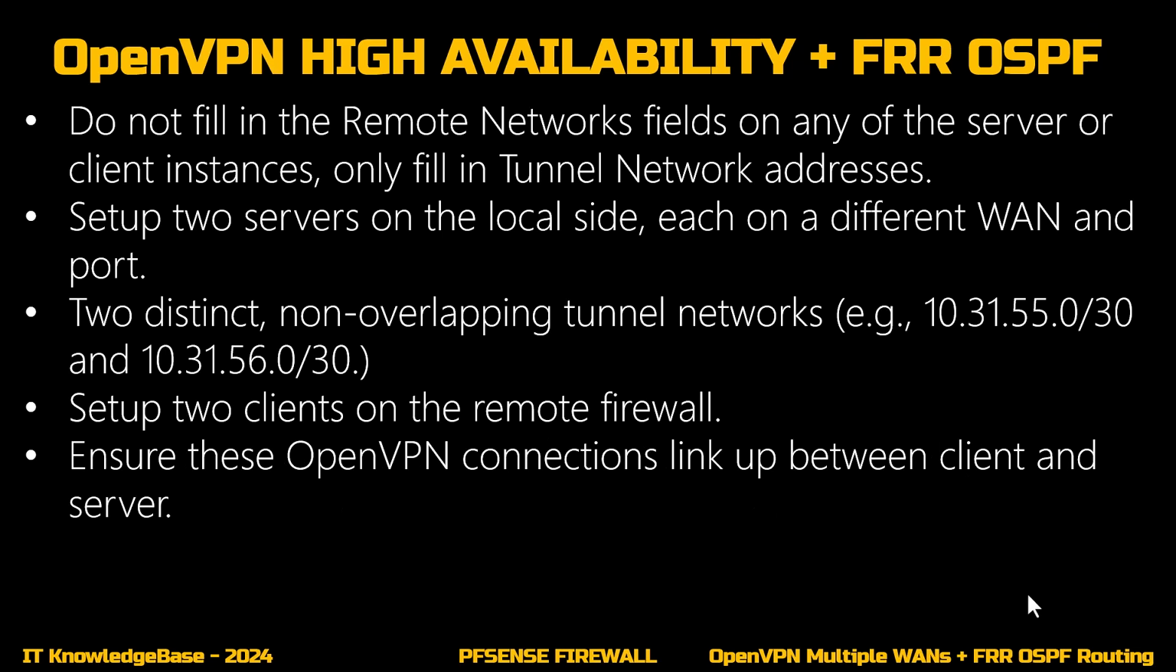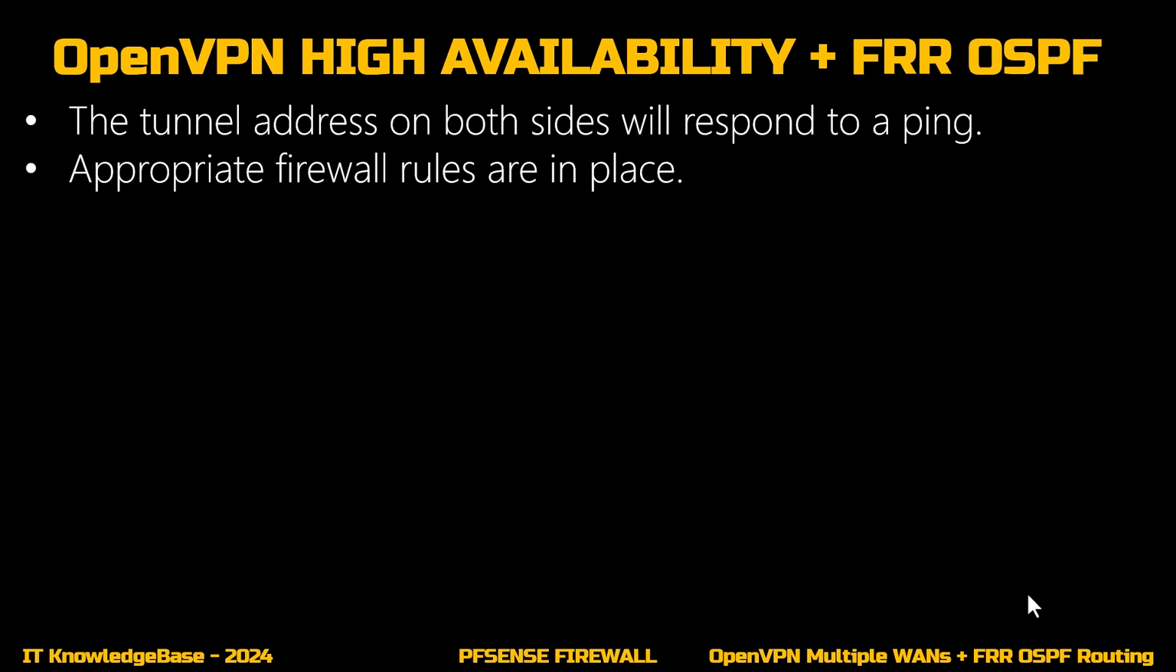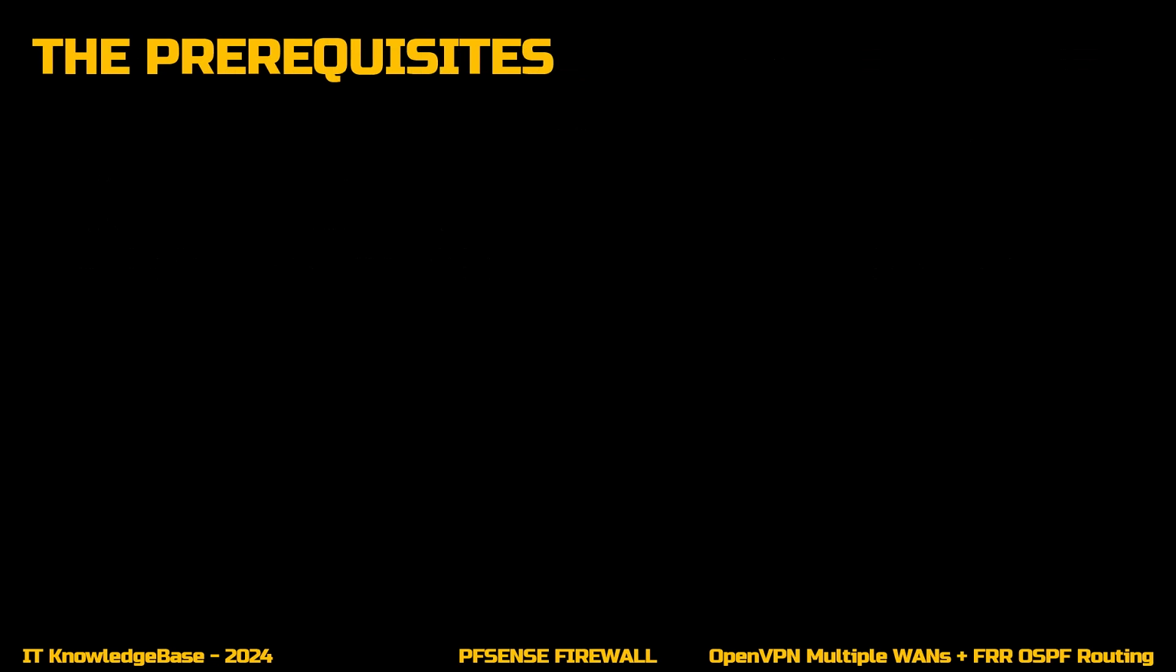Ensure these OpenVPN connections link up between client and server. The tunnel address on both sides will respond to a ping when they are working correctly and appropriate firewall rules are in place. Ensure the OpenVPN firewall rules allow all traffic, or at least allow OSPF traffic from a source of the tunnel network to a destination of any. The destination of the traffic will be a multicast address, which firewall rules can use to filter specifically if needed. But there is not much to be gained in the way of security if the source is locked down in the rules, as the traffic cannot leave that segment. Now check the prerequisites included.